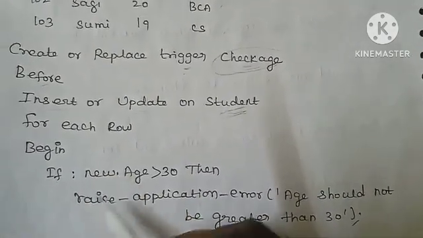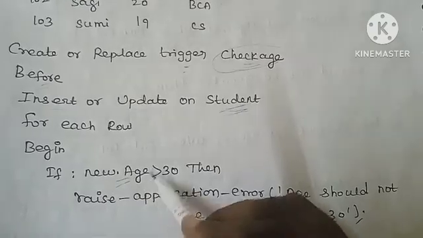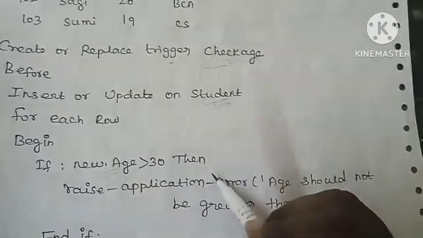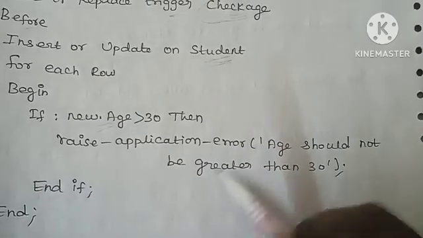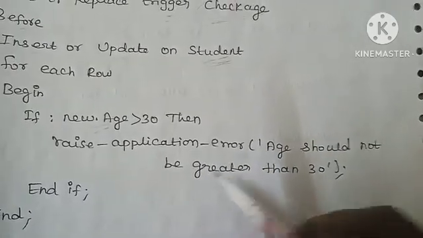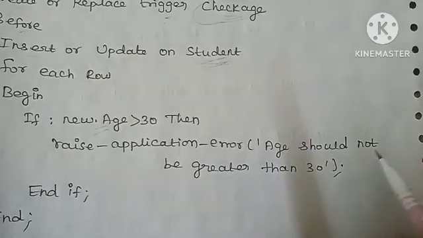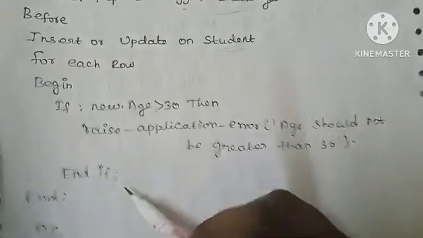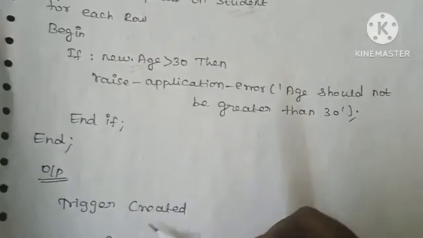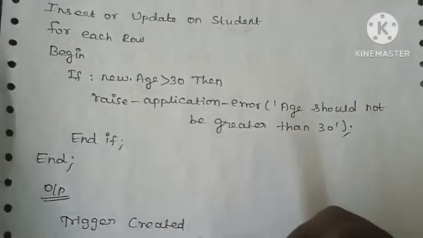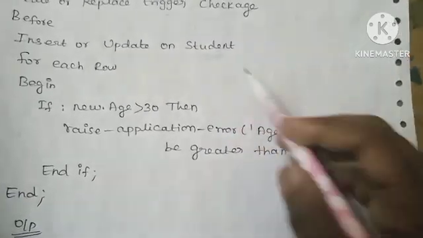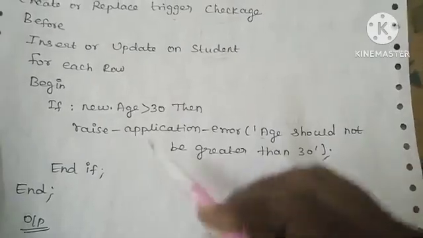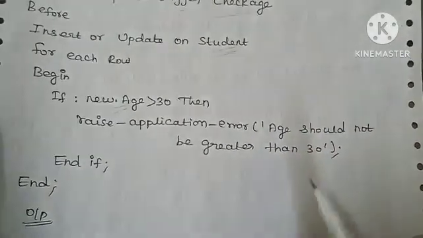Begin, if new dot age is greater than 30, then the message will be displayed: Age should not be greater than 30. And then end if, and then end. Now the output is trigger created. I created the trigger, the name is check age, on the table student. The trigger contains a condition message.